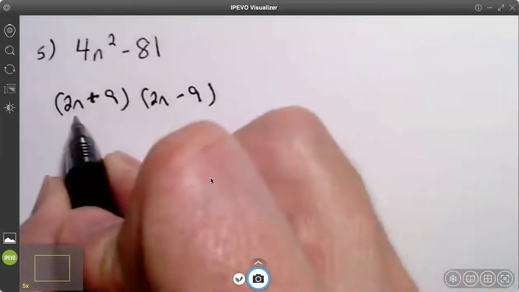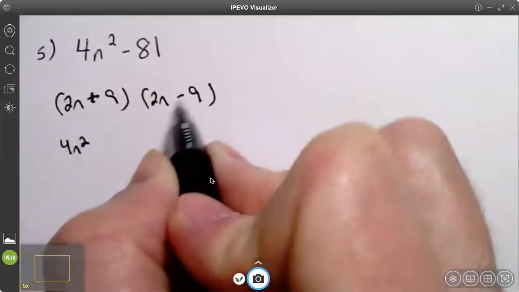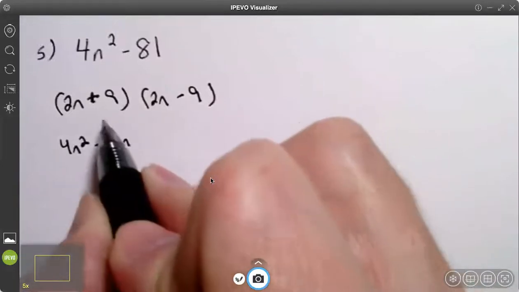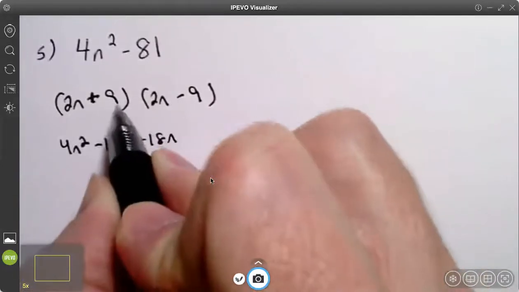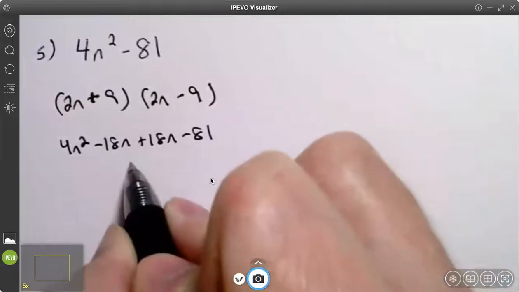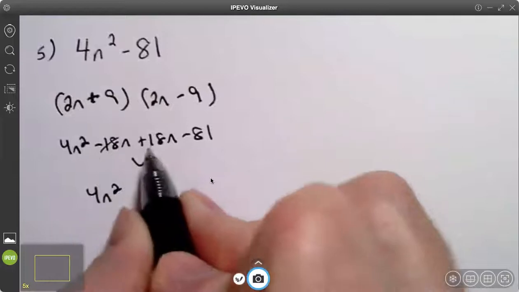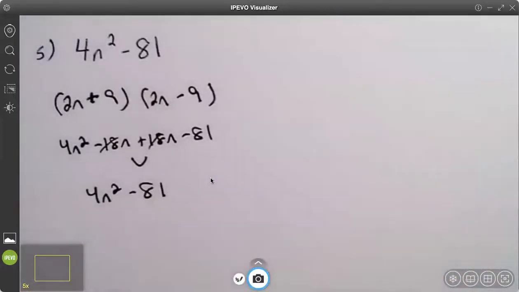I'll FOIL it out just to make sure. 2n times 2n is 4n squared. 2n times negative 9, negative 18n. 9 times 2n is 18n. 9 times negative 9 is negative 81. Combine like terms in the middle. You get 4n squared. Those cancel out. Bring down my minus 81. And I am back to the original question. Difference of 2 squares. Thank you.